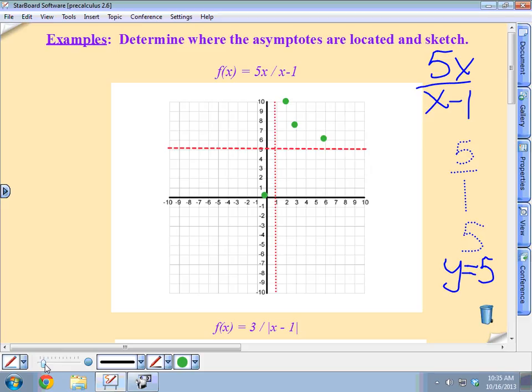Well, let's see. We know we got something that looks like this, right? It's going to approach those asymptotes, but it's not going to touch them. So that part, we know what that is. We're going to have to make a negative now. So what if it's negative 6?